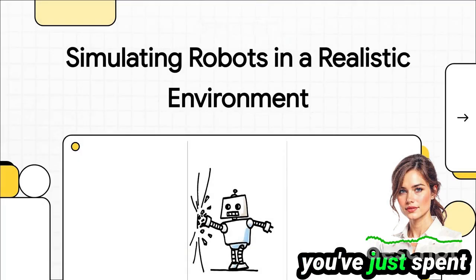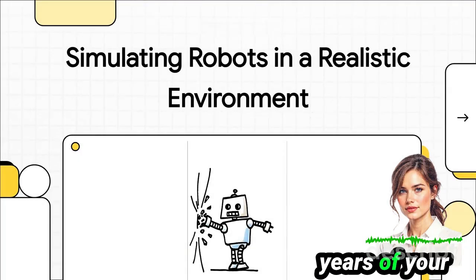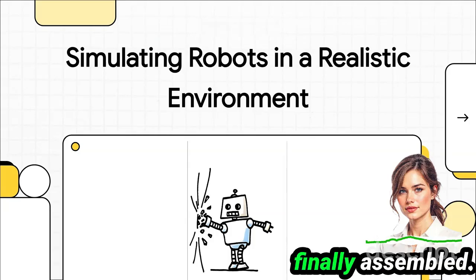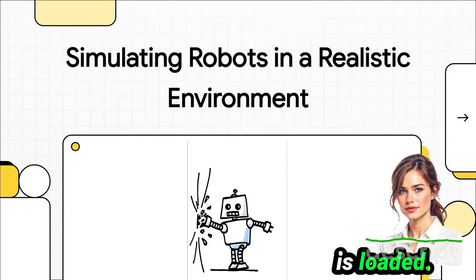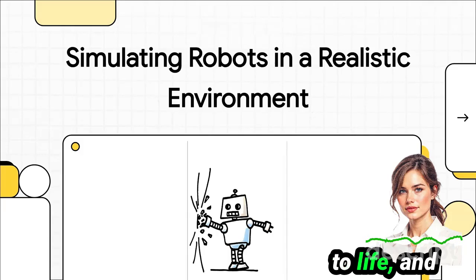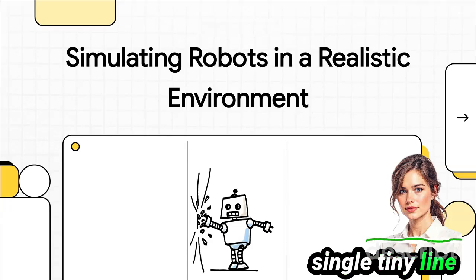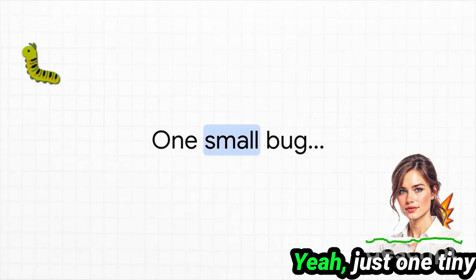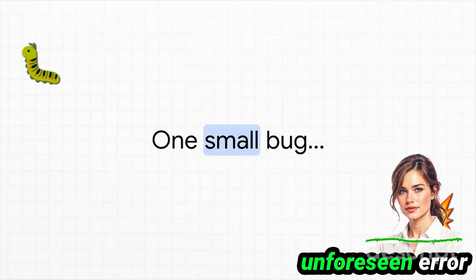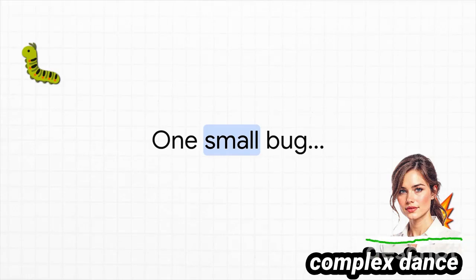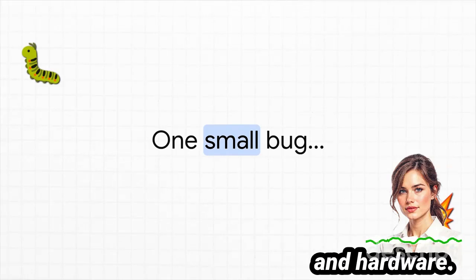Picture this. You've just spent millions of dollars, years of your life building a revolutionary new robot. The prototype is finally assembled, the software is loaded, you push the button, it whirs to life, and immediately smashes into a wall. Why? All because of one single, tiny line of faulty code. Yeah, just one tiny, unforeseen error in this incredibly complex dance between software and hardware.